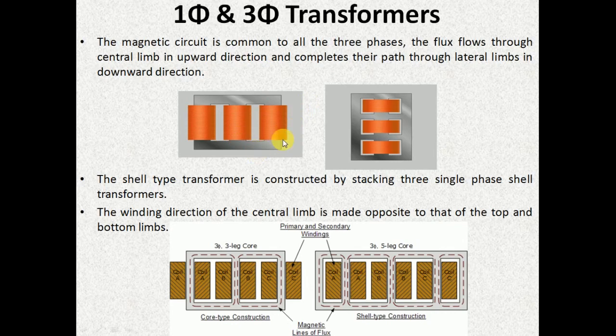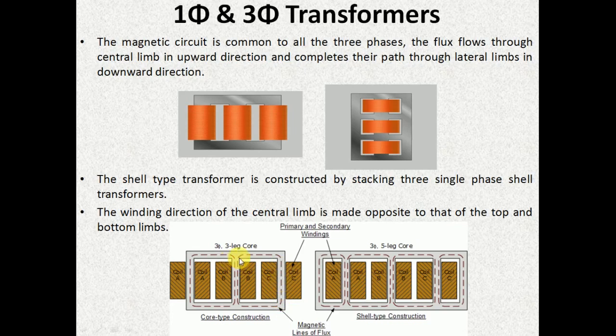This diagram indicates the three-phase core-type transformer and this indicates the three-phase shell-type transformer. Basically, in a three-phase transformer, the primary and secondary windings are either connected in star or delta. A much clearer picture of the core-type construction and shell-type construction can be seen from here. This iron limb is surrounded by both the primary and secondary winding of phase A. The middle limb is surrounded by both the low voltage and high voltage winding of phase B, and this third limb is surrounded by both the primary and secondary winding of phase C.